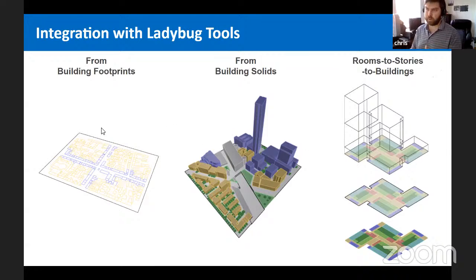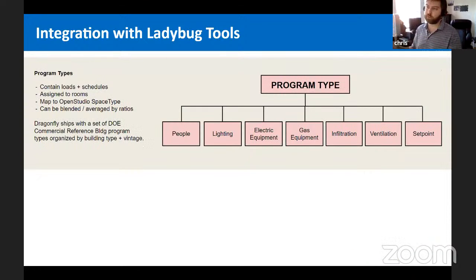So first, before diving into the building footprints workflow, I just want to say that all three of those workflows make use of these very important template objects that we developed specifically for the new plugin and are pretty critical for enabling urban scale workflows. The first of these template objects is a program, or those of you who are more familiar with OpenStudio and OpenStudio SDK may know this as a space type. Essentially, we have objects that contain all of the loads and schedules that describe a particular space or a particular building or floor of a building.